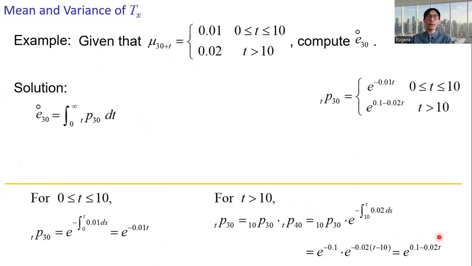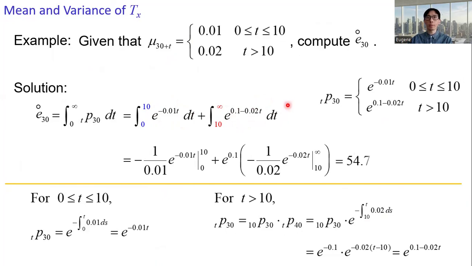All right, then we can evaluate the integral here. Split it into two terms: one for t between 0 and 10, and one for 10 to infinity. The corresponding tp_30 is e to the power minus 0.01 t and e to the power (0.1 minus 0.02 t). Upon calculation, we get the expected future lifetime, which is 54.7581 years.